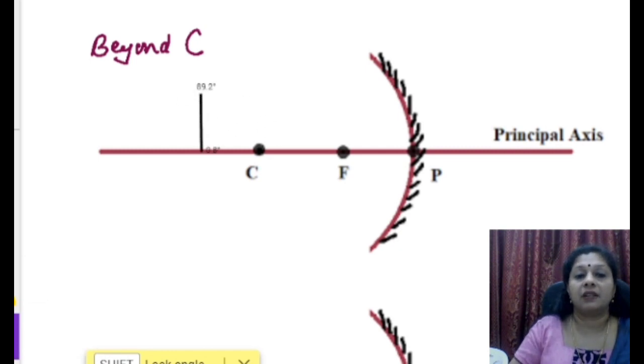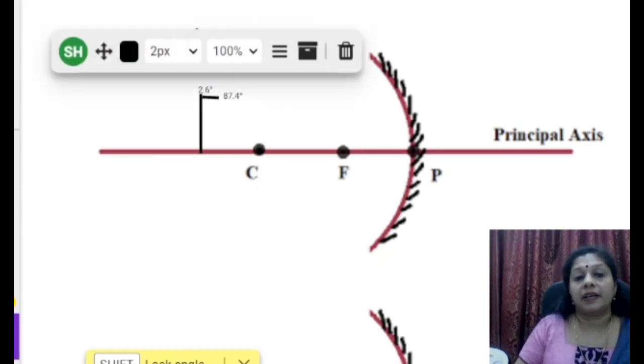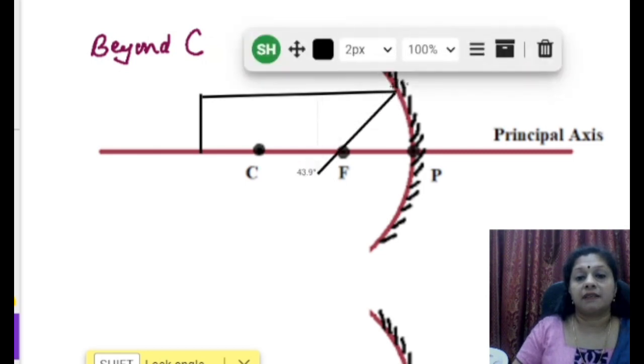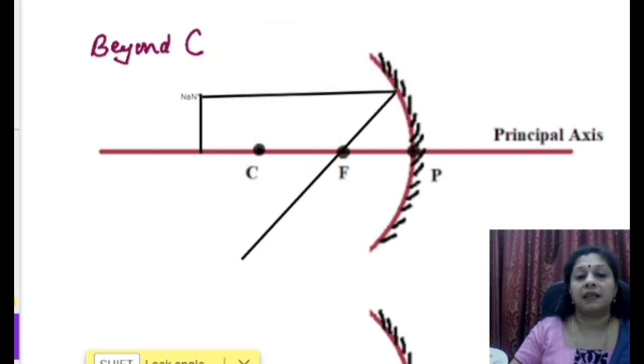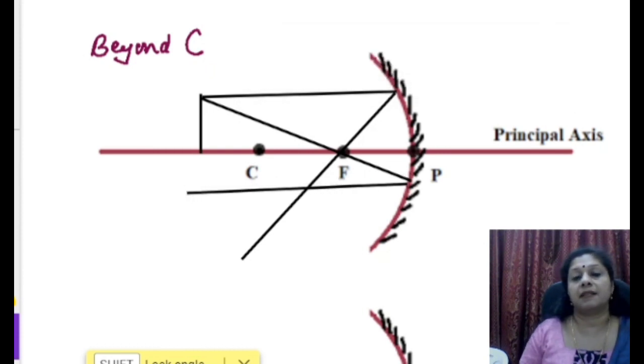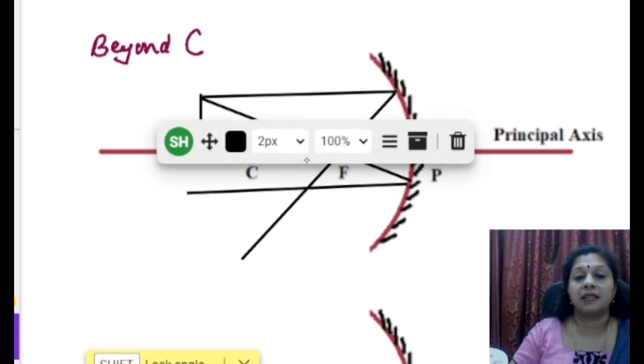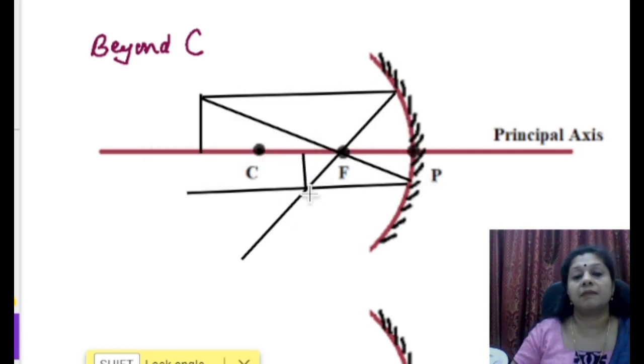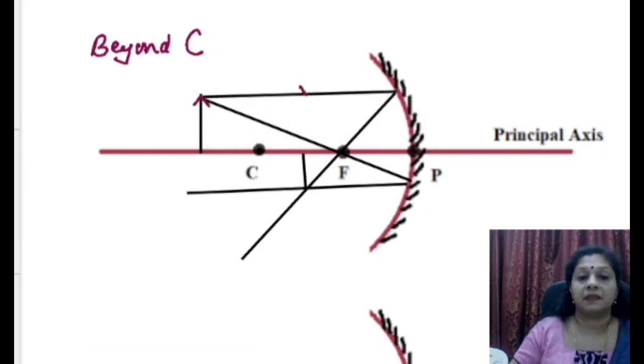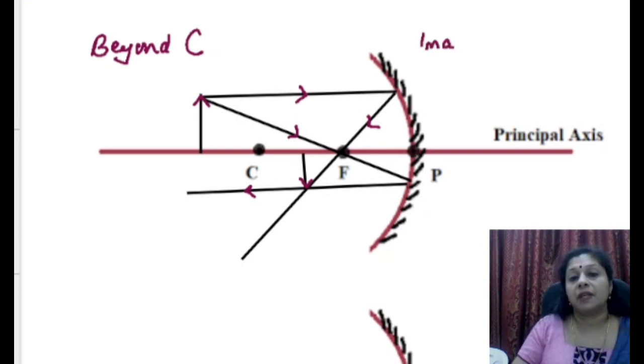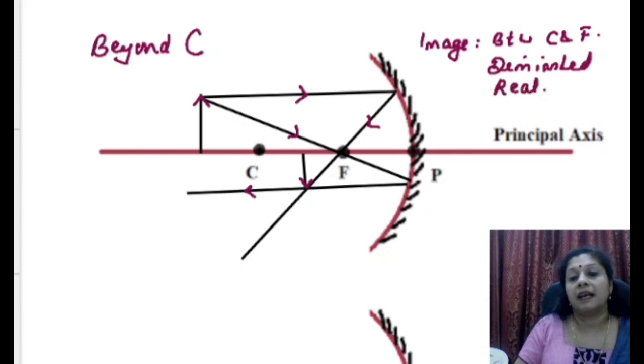So somewhere here I can draw the line, because this is beyond C. First ray is coming parallel to the principal axis, so it is reflecting through the focus. Second, I am taking through the focus, so after reflection it will go parallel to the principal axis. So in this case these two rays are meeting here at this point, so this is my image. You can see that image formation is between C and F. What is the size of the image? It is diminished, means smaller, and also it is real and inverted.